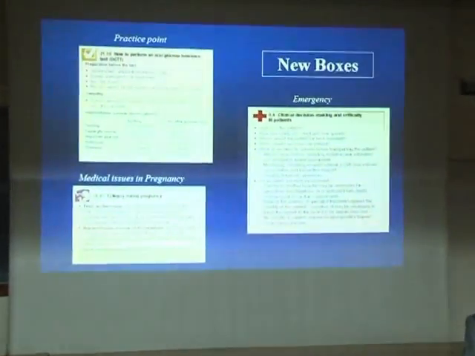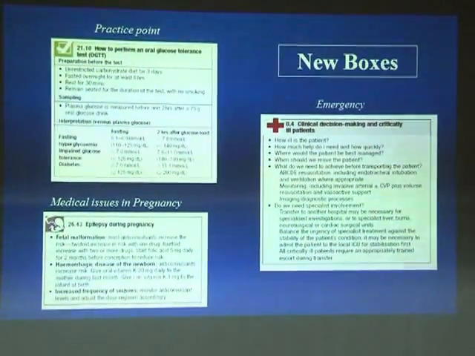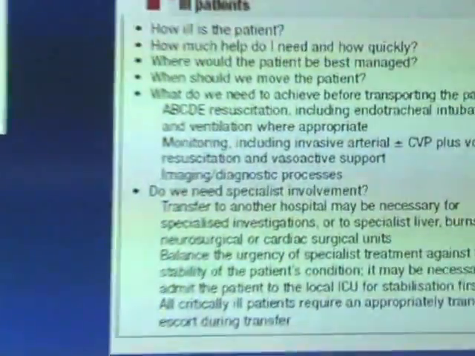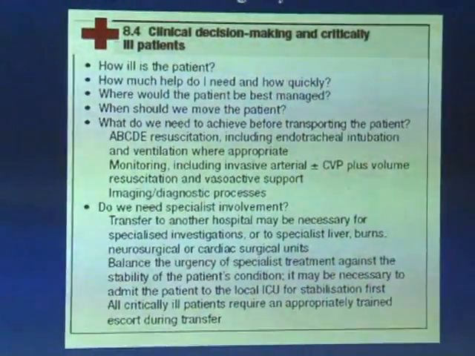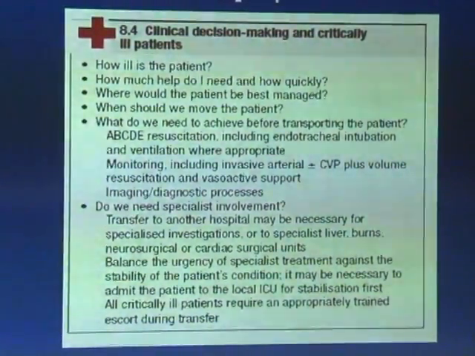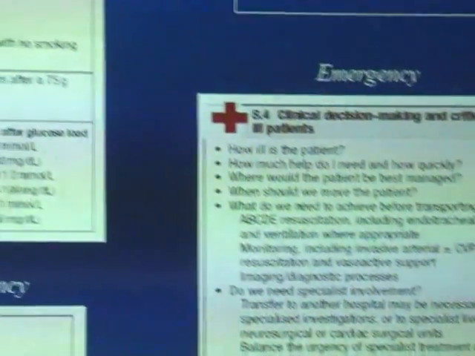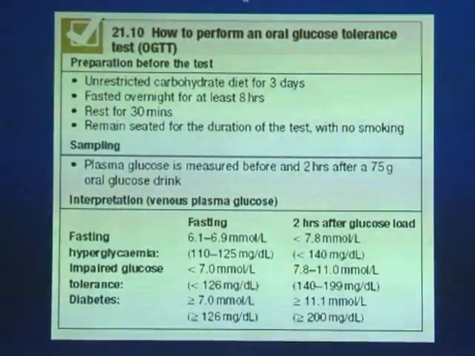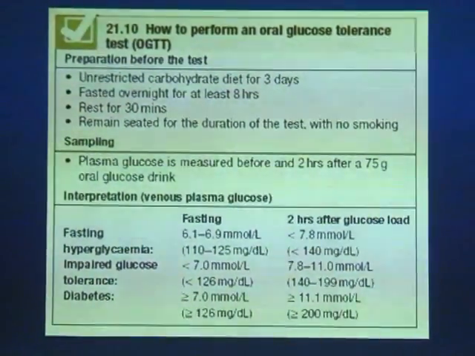So there's a practice point box on how to perform an oral glucose tolerance test, a pregnancy box describing the special issues you've got to remember when a patient with epilepsy becomes pregnant, and an emergency box talking about clinical decision making in the critically ill patient.